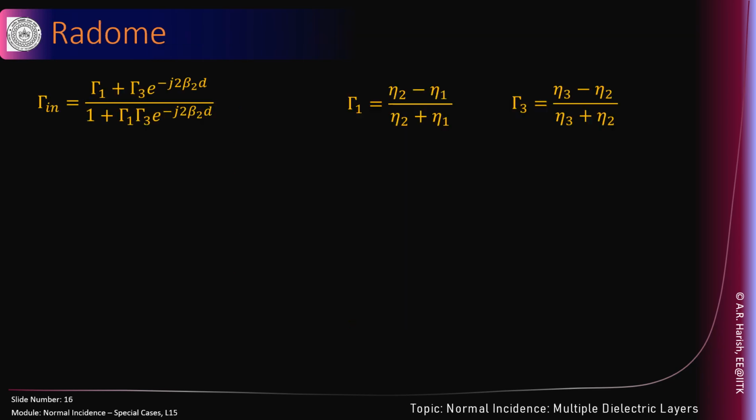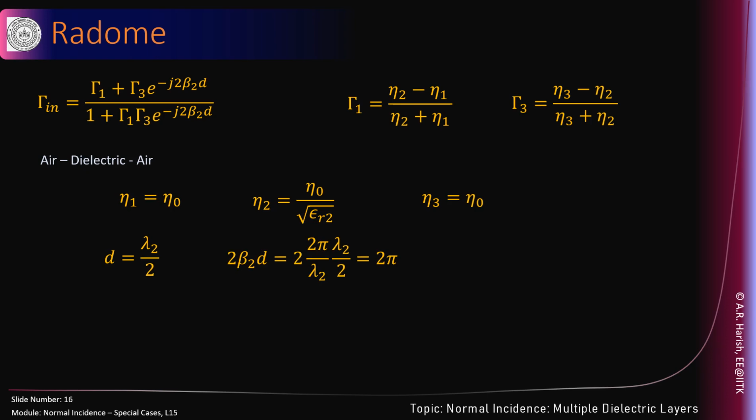One more application, one more condition. We again start with gamma in terms of gamma 1, gamma 3. This time we'll consider a system where we have air, dielectric, air. Now, air, eta 1 is eta naught, dielectric, eta 2 is eta naught upon square root of epsilon r2, air, eta 3 is equal to eta naught. This time we choose d equal to lambda 2 by 2, that is a half wavelength slab. So this is a half wavelength slab of some permittivity epsilon r2 lying in free space. And we ask the question, what is 2 beta 2 d? It turns out to be equal to 2 pi.